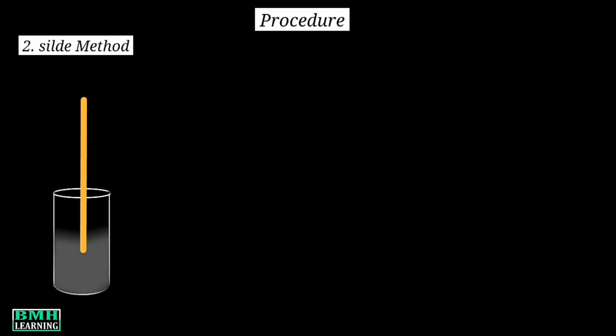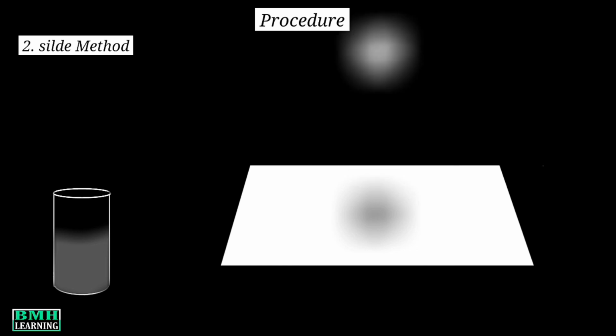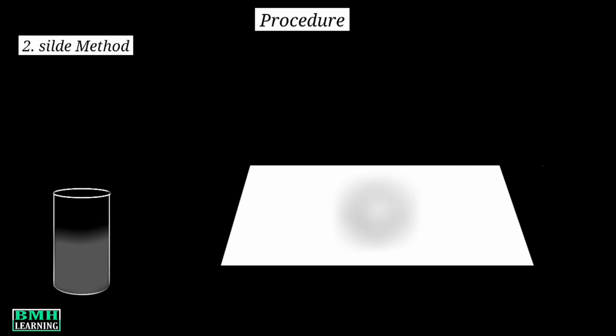Second is the slide method. Like in the previous method, here again we use a sterile stick to transfer several colonies on the surface of a clean, dry glass slide. Once the bacterial growth is over the slide, a drop of 3% hydrogen peroxide on the glass slide is placed. Observe for the evolution of oxygen bubbles.